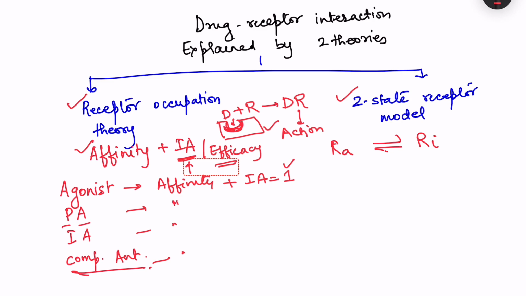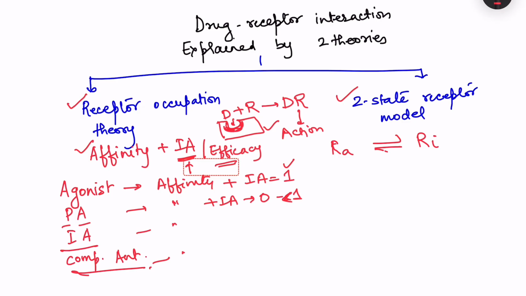Partial agonist also has affinity, but it has intrinsic activity which ranges from 0 to 1. Okay, so that is not maximal. 0 to less than 1 we can say. Okay. Then inverse agonist, that means the action is opposite to that of the original.